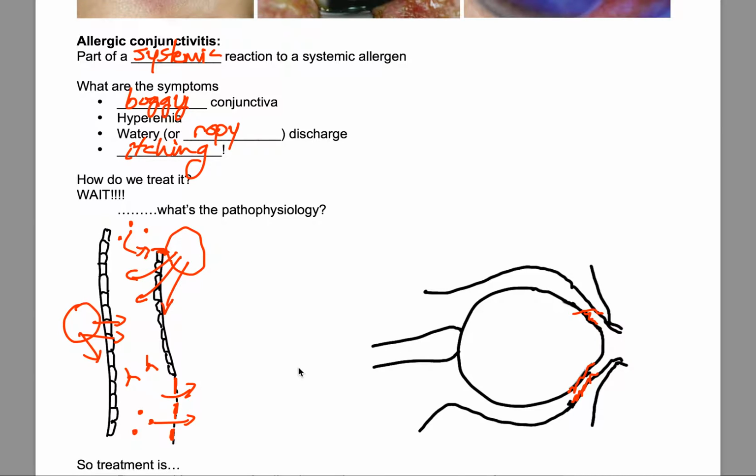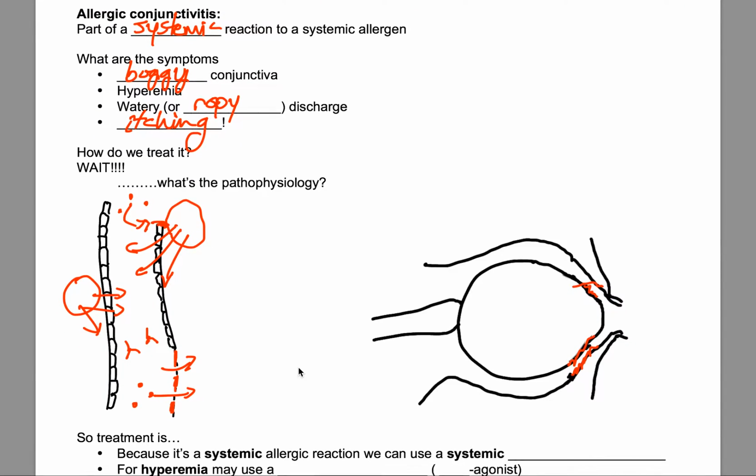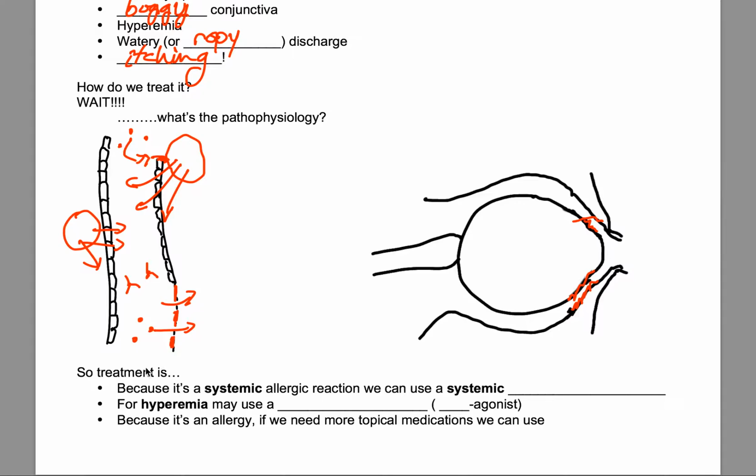So we have a problem with mast cells degranulating, with histamine propagating an allergic reaction, and we have a problem with hyperemia. So how do we treat it? Well, it's a systemic allergic reaction, so we may use systemic medications as well as topical medications just for the eye. And because there's hyperemia, we can certainly employ a vasoconstrictor. One of the commonly used topical medications for allergic conjunctivitis is actually just a topical alpha agonist. That said, this is really treating the symptoms, and it's not treating the root cause.